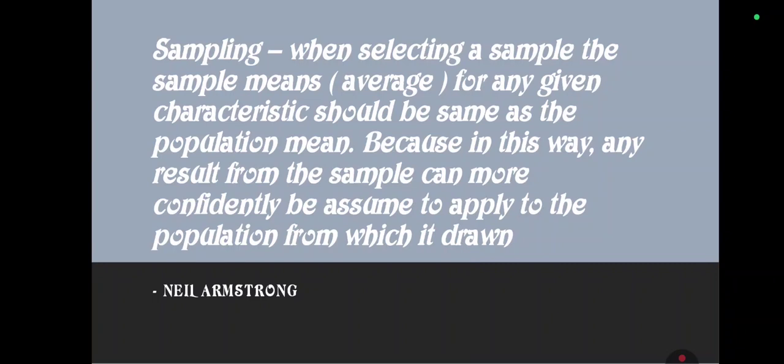Characteristics should be the same as the population means, like the area should be the same, the age group should be the same. The main thing is that we are assessing back pain, so the patient should have back pain, because in this way any result from the sample can more confidently be assumed to apply to the population from which it is drawn.